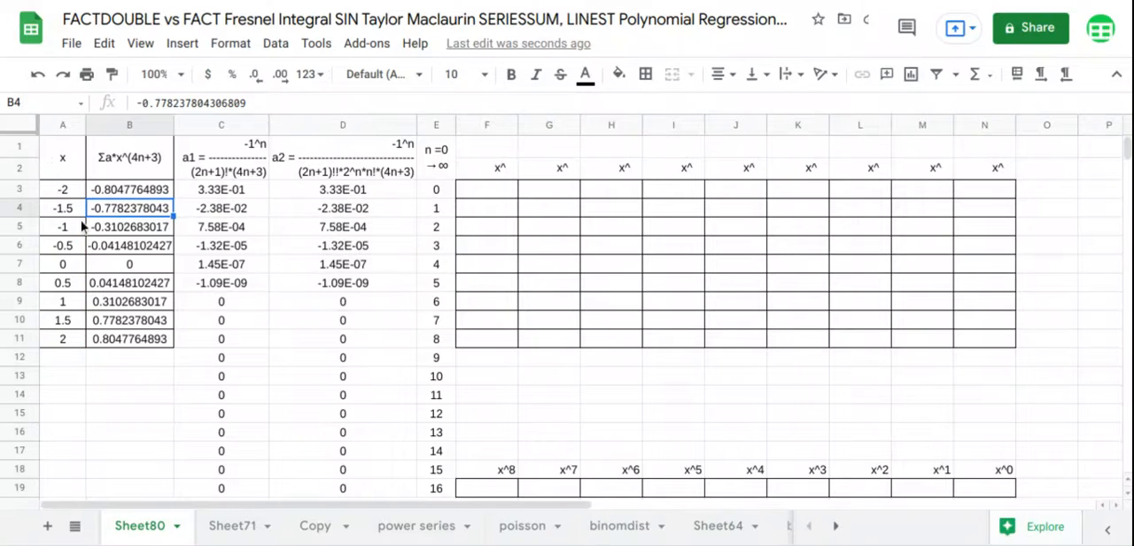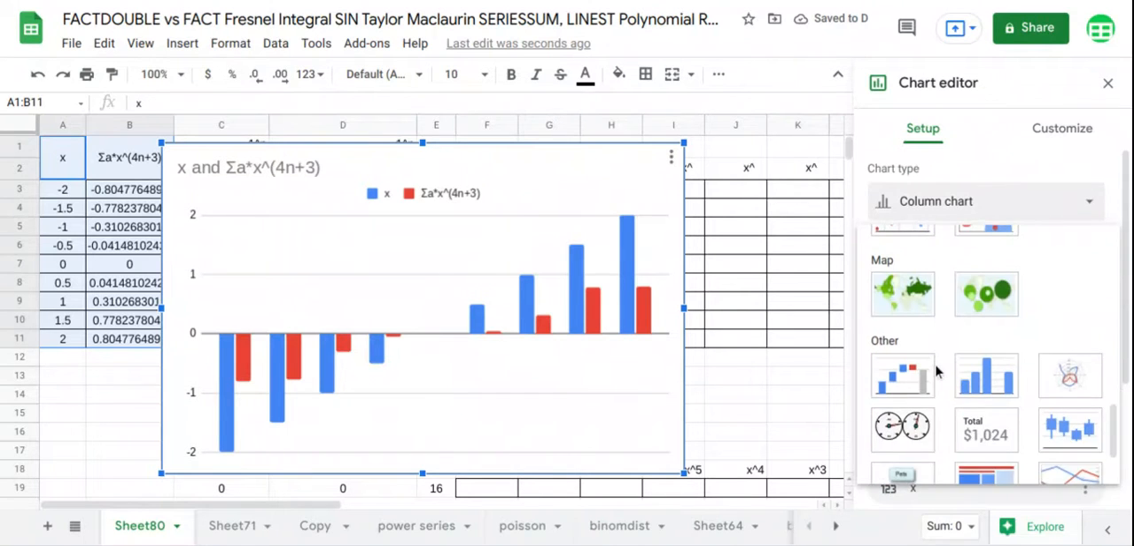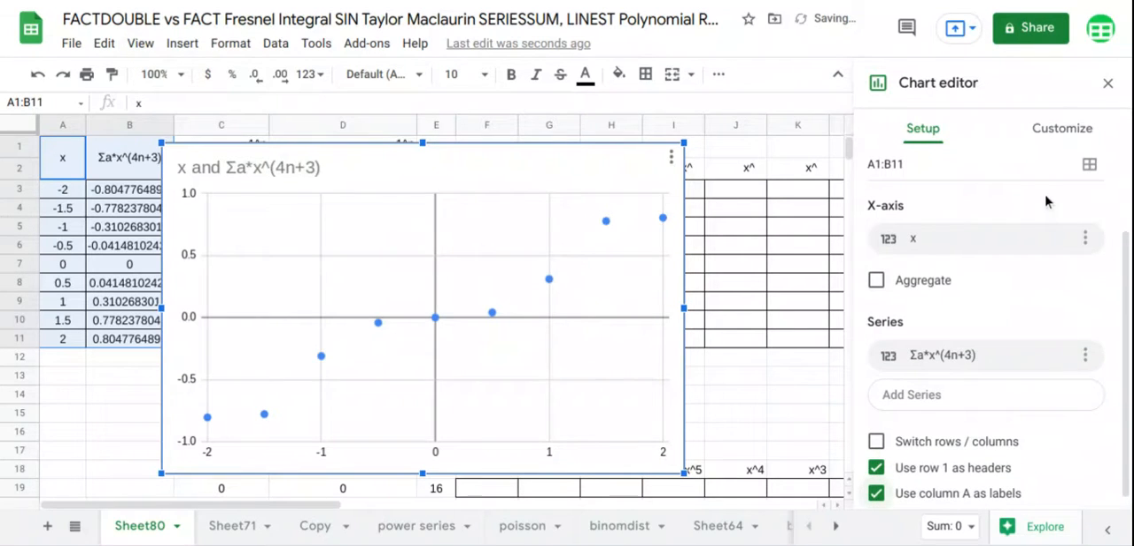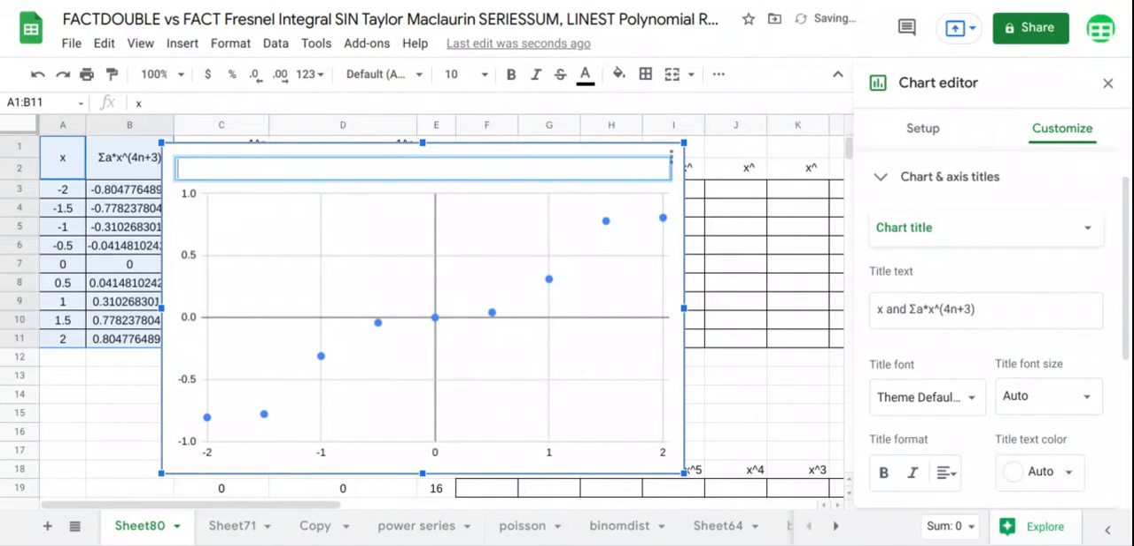And we'll chart this. Insert chart, and we'll use scatter chart. Use row 1 as header, column A as label. We'll erase this, we don't need this. We need a space.